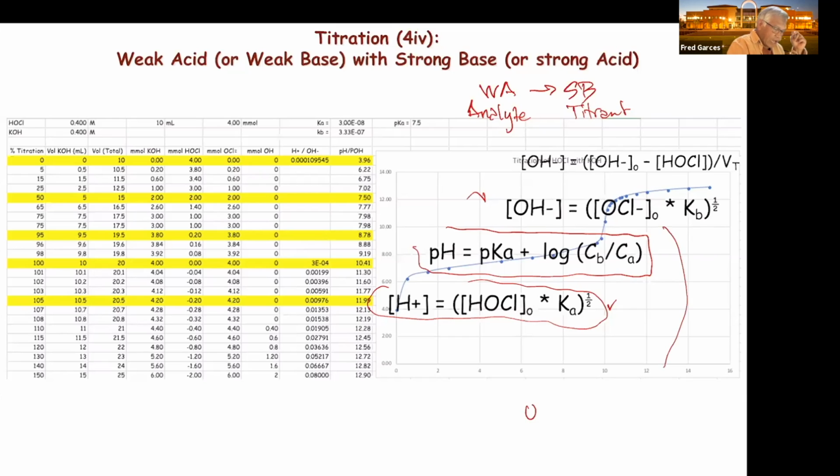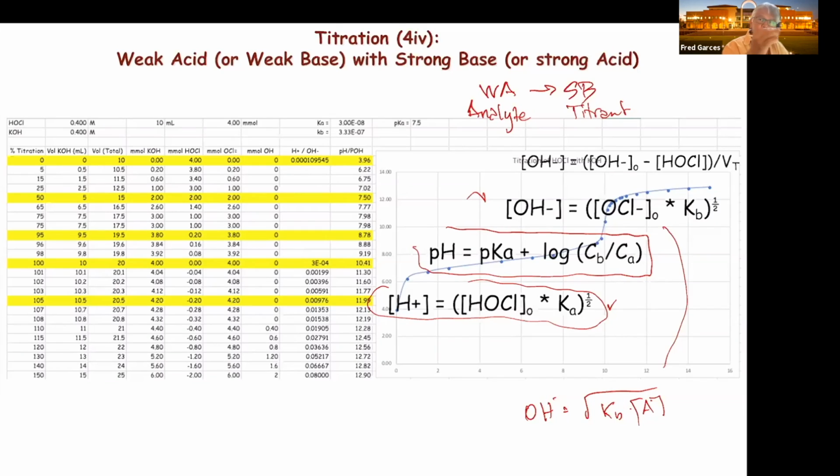Okay, the shortcut is the hydroxide ion concentration. Why? Because the conjugate is going to react with water and produce hydroxide. It is equal to the square root of the Kb times the base concentration at that equivalence point. Okay, so you can do that, or you can do the ICE table. It's up to you, and then you can get the pH at that point.